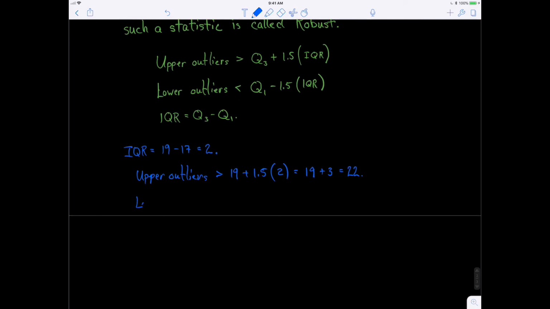Then let's check for lower outliers. These are values below Q1, which is 17, and then we subtract 1.5 times the IQR of 2. Well, this becomes 17 minus 3, which is 14. So any value below 14 is considered a lower outlier. And we do have a value lower than 14, that's the 0. So we say the value of 0 is a lower outlier.